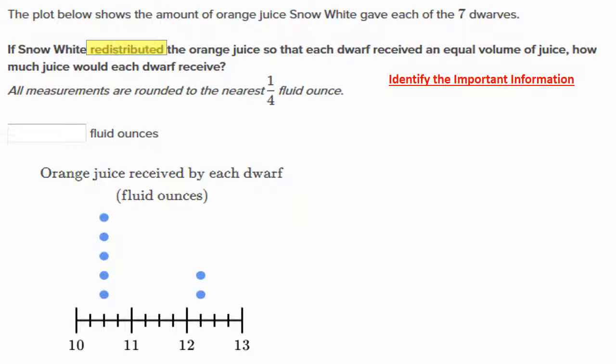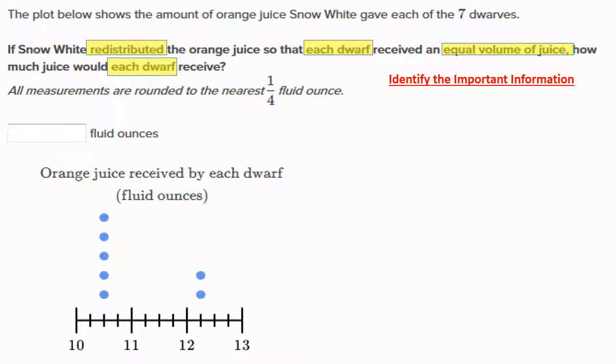Now in this problem it says Snow White redistributed. Now we have to determine what that word means. If we go back to the root word, to distribute means to give out. And the prefix re means to do again. So she, once again, is going to give the orange juice out to the dwarves. And she wants to make sure each dwarf receives an equal amount of juice.